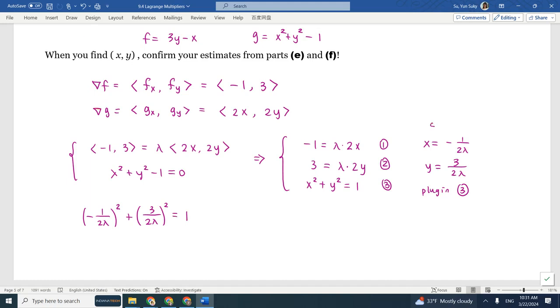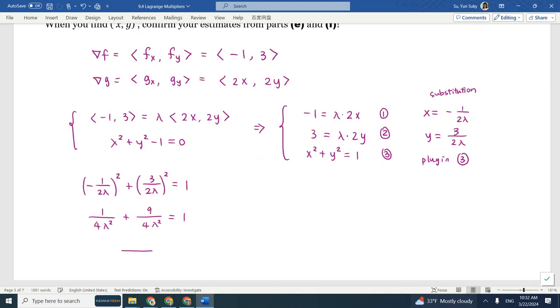So this is the substitution. Express some variables in terms of the other one, and then you can plug in. So you get one equation and one unknown. You can solve for lambda. By the way, what is negative squared? It becomes positive. What's 2 squared? 4. And lambda squared is lambda squared. What is 3 squared? 9. And then the denominator, and that equals 1.